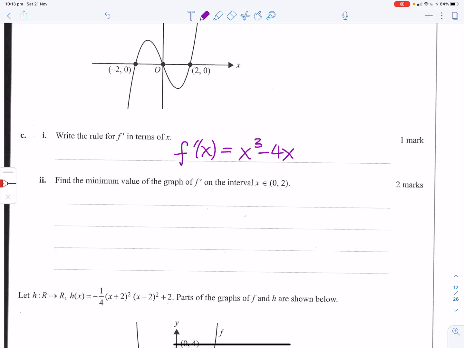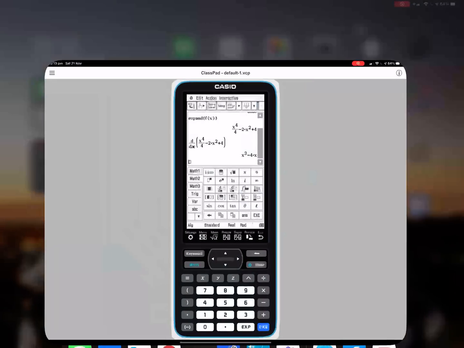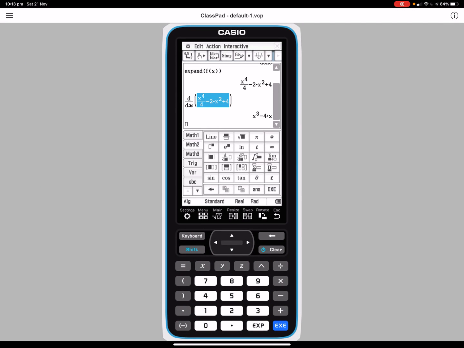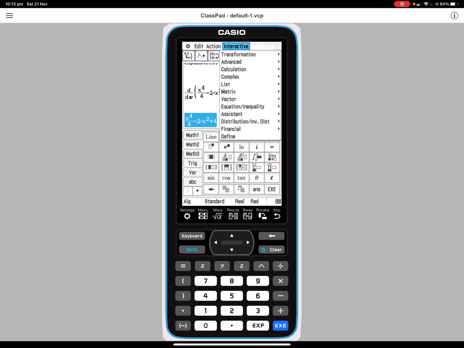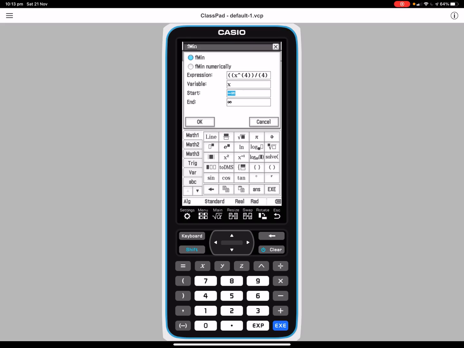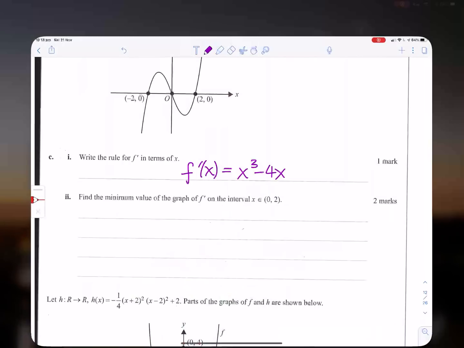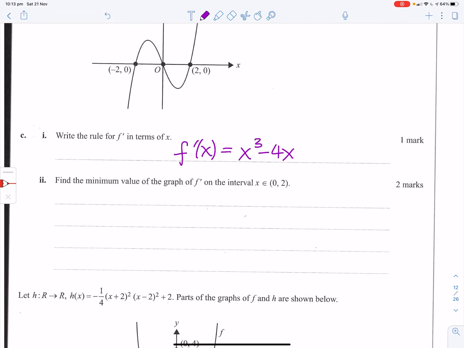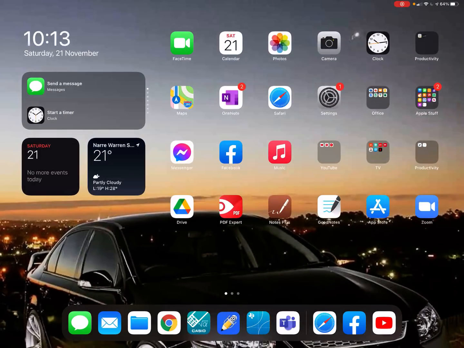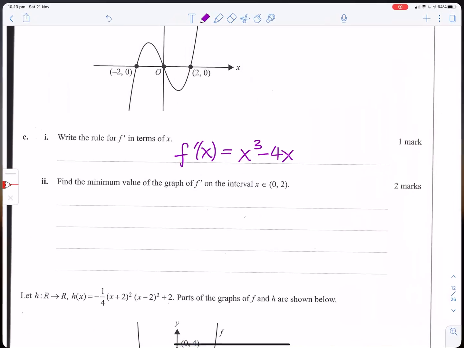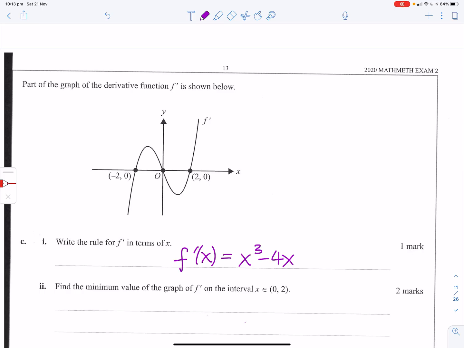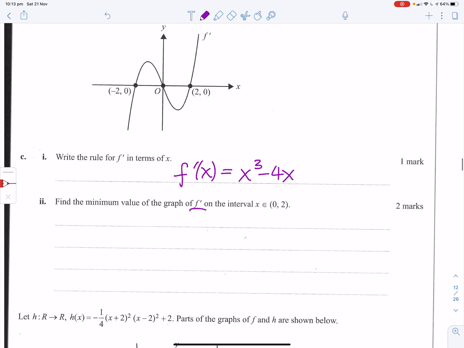Find the minimum value of the graph of f dash of x on the interval 0 to 2. So we can say f min from 0 to 2. The minimum value of 0 when x equals 2. Did I use f max? What did I do there? Hang on. Oh, that's f dash of x. Find the minimum value of the graph of f dash.